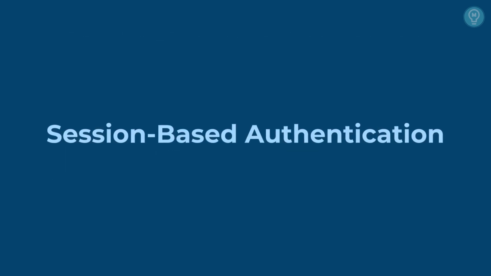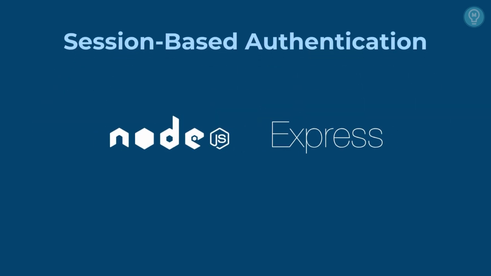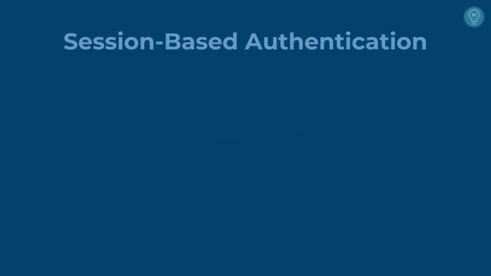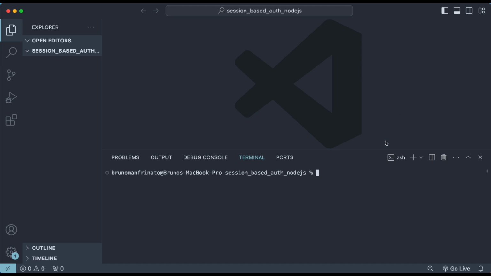Let's see in practice how session-based authentication works by building an application with Node.js and Express. I'll be using VS Code for the tutorial, but feel free to use any other code editor you like. I have an empty folder open in VS Code called session-based auth Node.js, and let's start by creating our Node project. So I'll open the terminal here on the top and type npm init, and I'll add a -y flag to populate all the options automatically with the default npm init values.